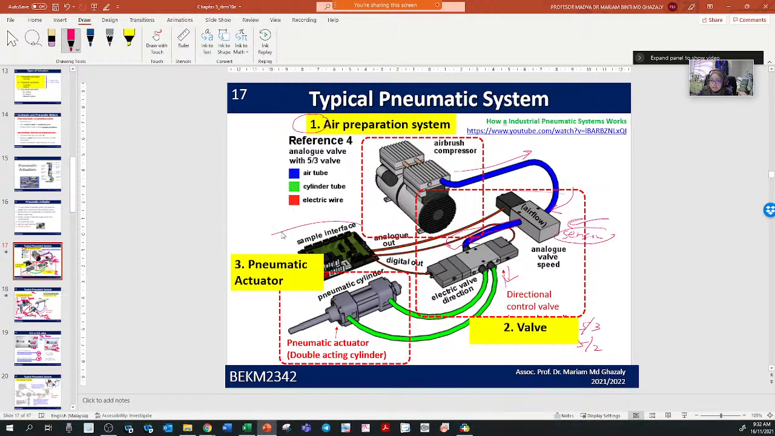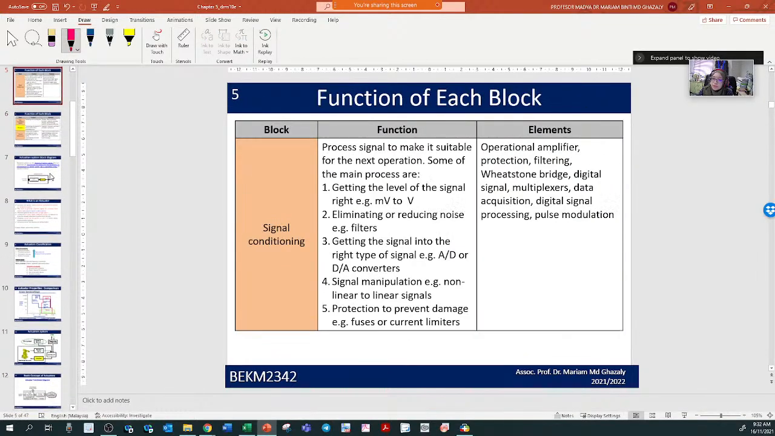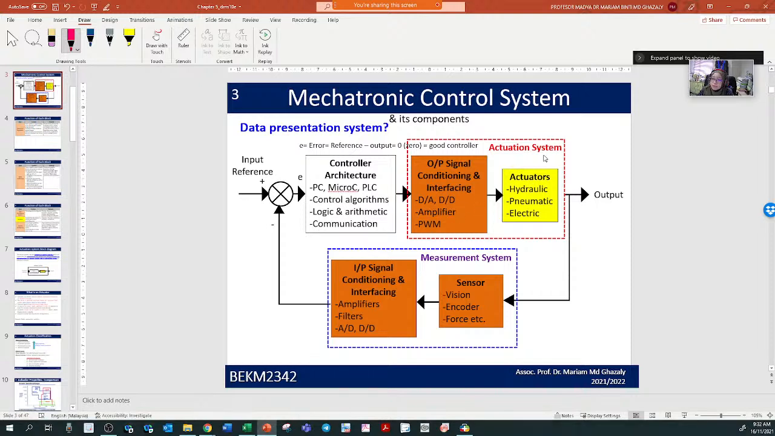That signal is from this controller, or we call it the board. That's why you see an analog out going in here and a digital out going out. Remember last time we talked about basic control. We are talking about the actuation system right now, and then the hydraulic and pneumatic. You see that we have the D to A and the A to D converter.